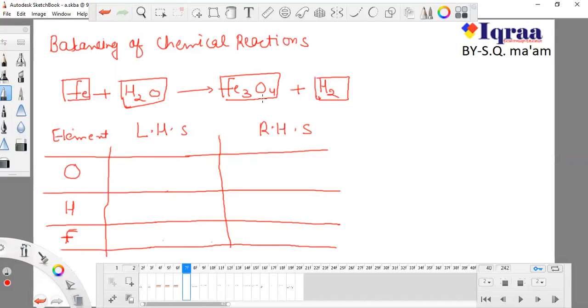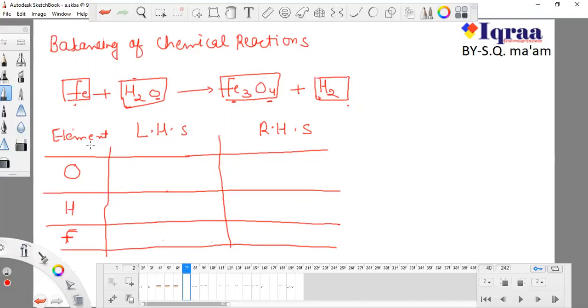First of all, the element we are taking to balance, you have to choose the one having the most number. Oxygen totals five, one here and four here. Ferrous is one here and three here, so it is four in total, and hydrogen is two here and two here, so hydrogen is four in number.